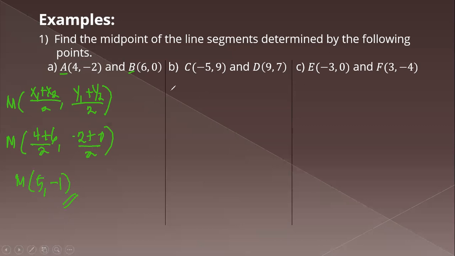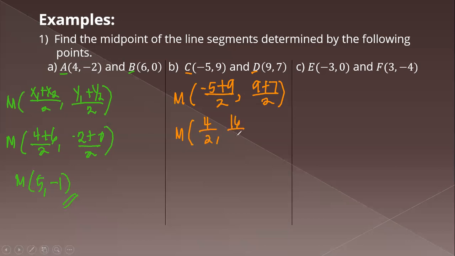For letter B, if we're going to determine the midpoint between C and D, we have M, which is negative 5 plus 9 divided by 2, and then 9 plus 7 divided by 2. Negative 5 plus 9 is positive 4 divided by 2, and 9 plus 7 is 16 divided by 2. So 4 divided by 2 will become 2, and 16 divided by 2 is 8. So the midpoint between point C and D is 2, comma 8.